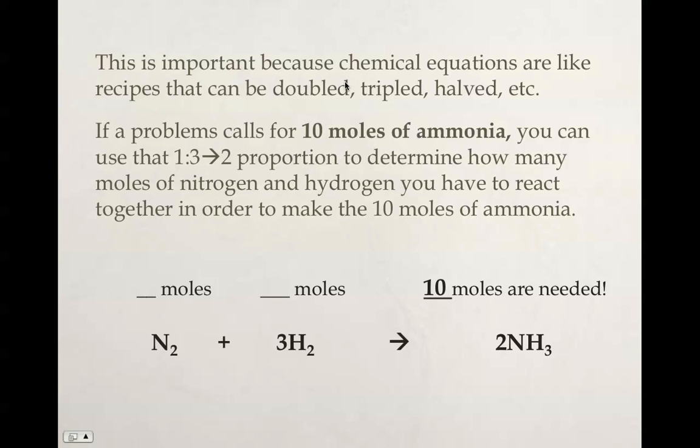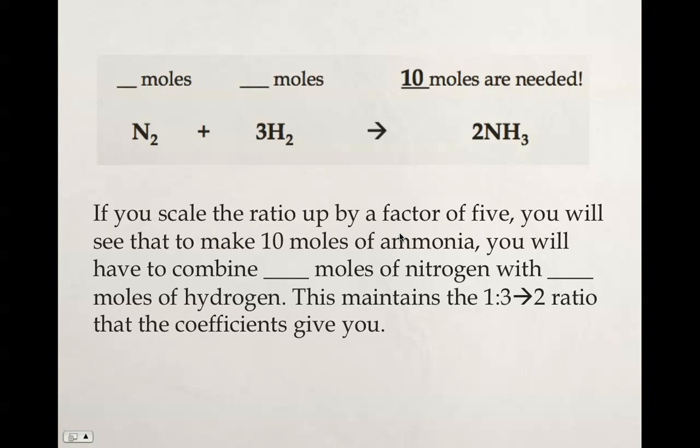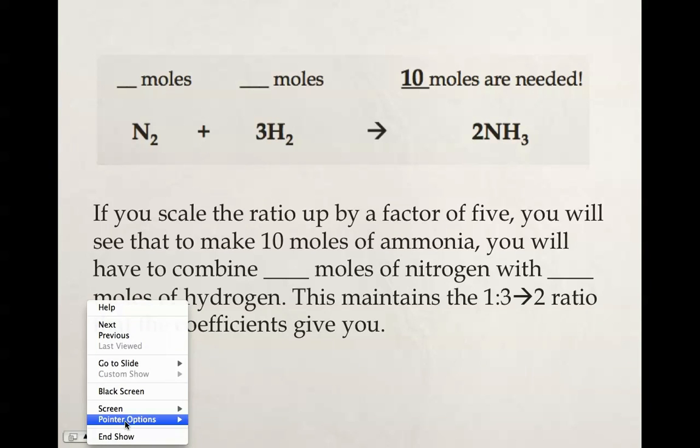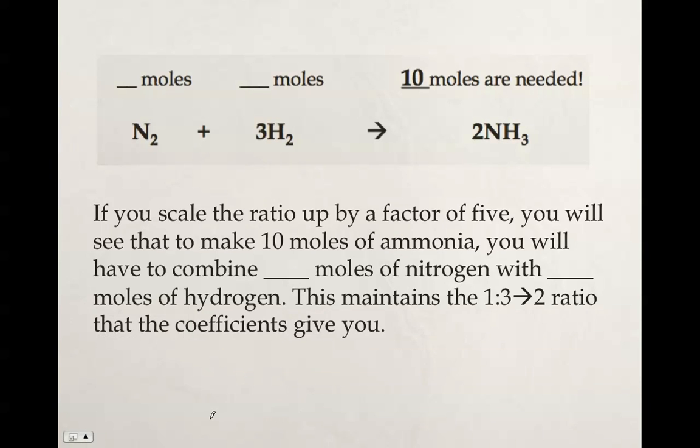Now, this is important because equations are just like recipes. I can double it, I can triple it, I can cut it in half. So if a problem calls for 10 moles of ammonia, you can use that 1 to 3 yields 2 proportion in order to determine how many moles of nitrogen and hydrogen you would have to have in order to react and make that 10 moles of ammonia.